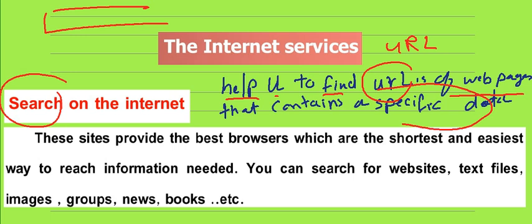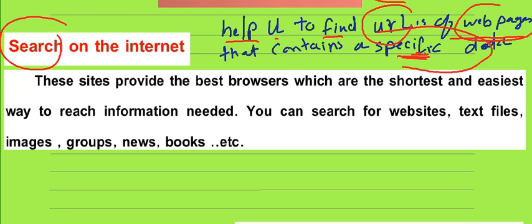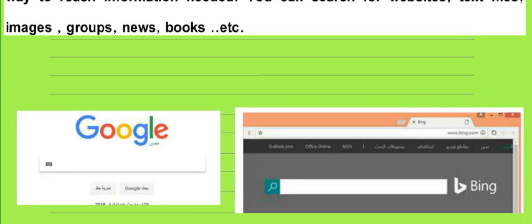When you go to the search engine and type, for example, energy resources in Egypt, it will give you all the URLs, the addresses, of web pages that contain this data or talk about it. Okay, this is a web search, internet search.